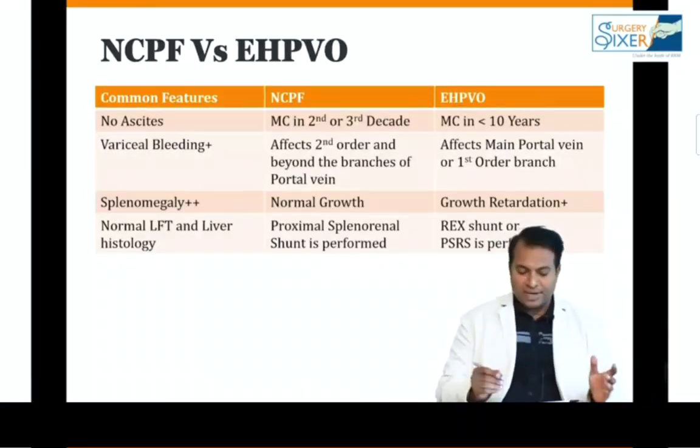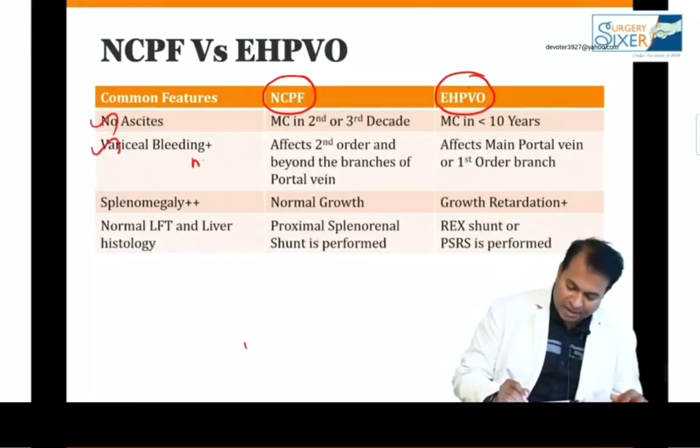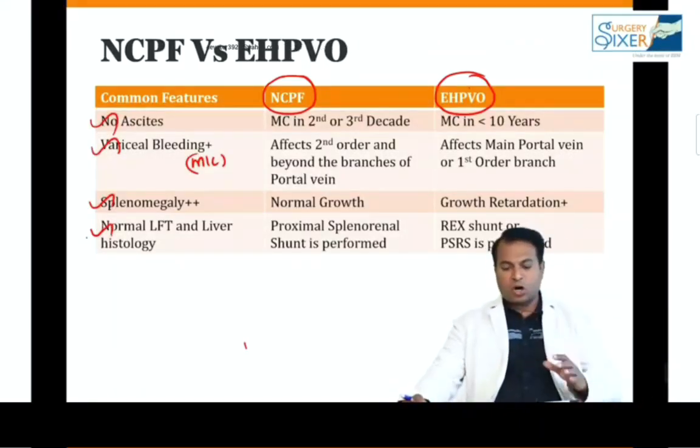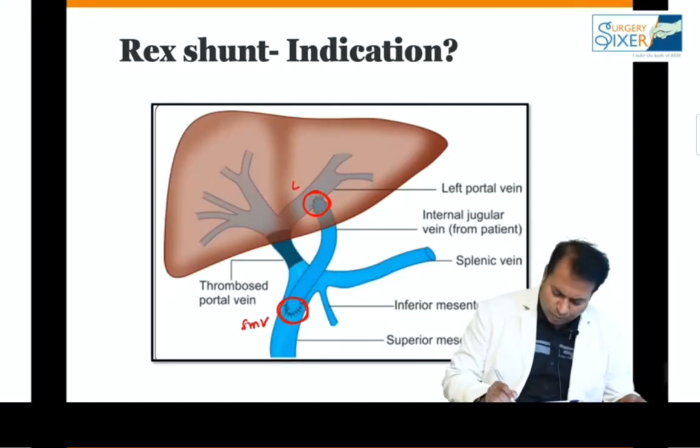So I discussed the differences between NCPF and EHPVO. Please follow that, and don't forget the common features. There is no ascites. There is only the common presentation, variceal bleeding. There is splenomegaly, normal LFT. So these are common points. And this is a Rex shunt between the superior mesenteric vein and the left portal vein. Superior mesenteric vein to left portal vein. This is the Rex shunt.